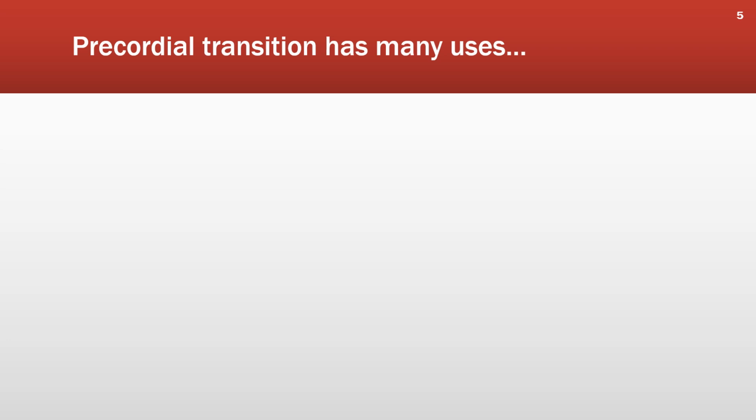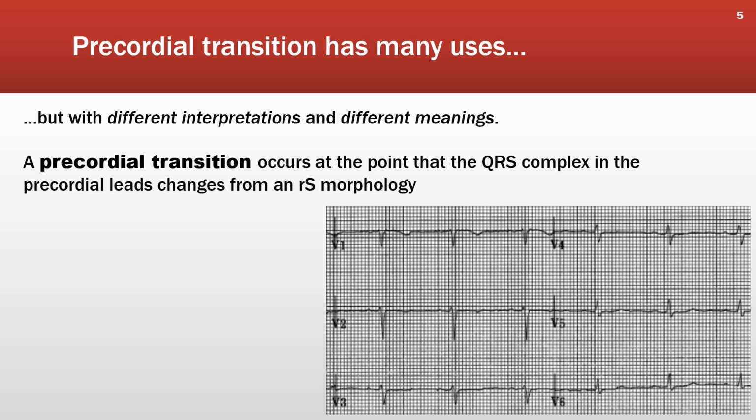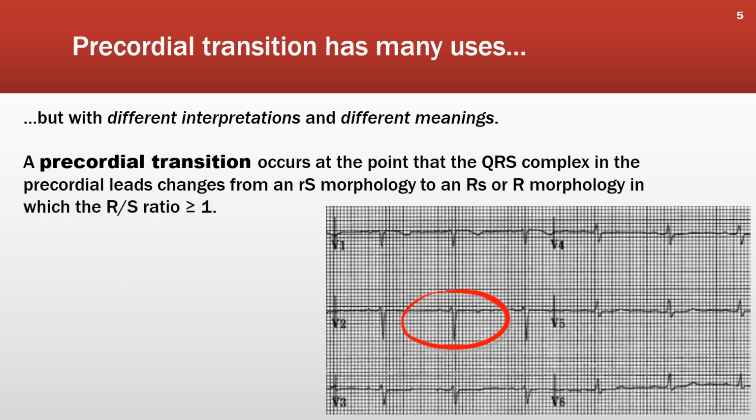Precordial transition has many uses, but with different interpretations and different meanings depending on the context. A precordial transition occurs at the point that the QRS complex in the precordial leads changes from an RS morphology, that is small r, large S, like this, to a large R, small s, or simply monophasic R morphology, in which the R to S ratio is equal to or greater than 1, as in lead V4 here.